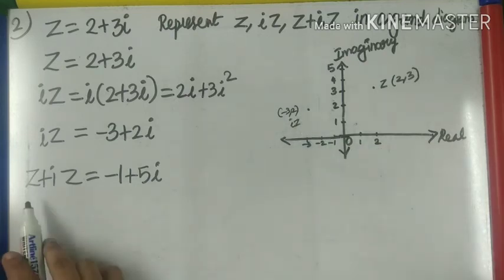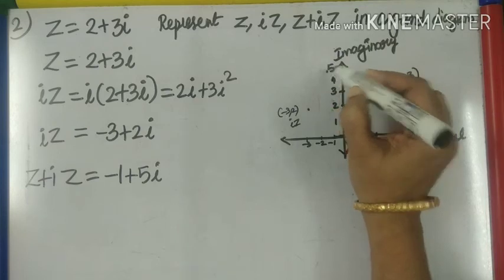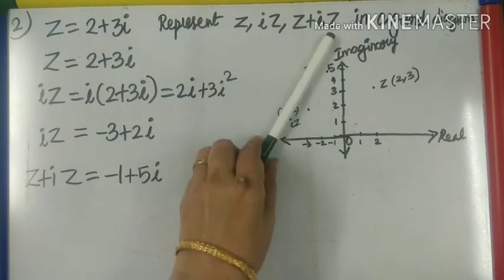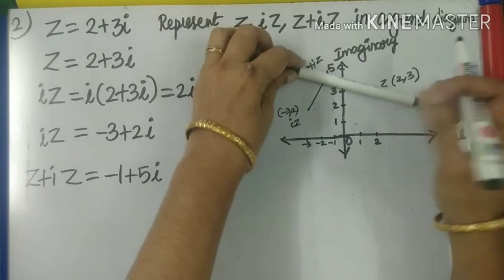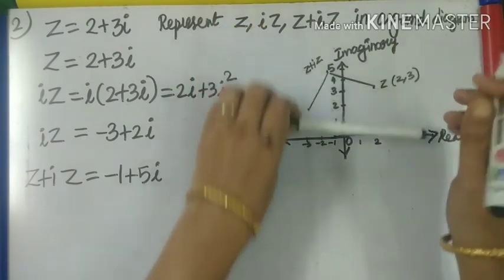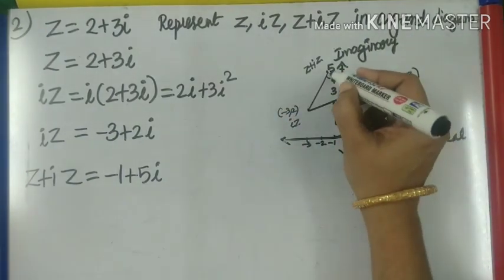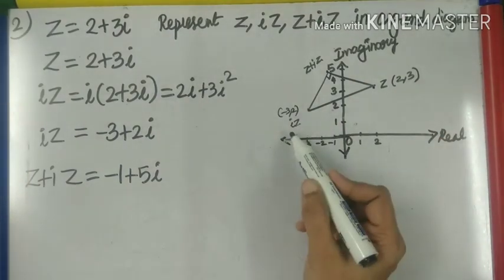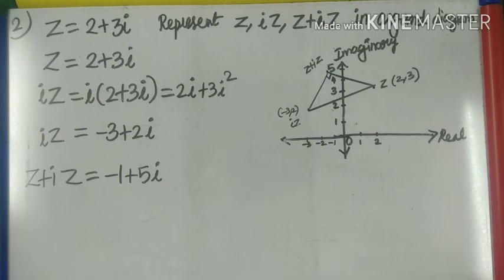The next I want is z plus iz. The value is -1, 5. So it is somewhere here. So this is z plus iz. Now you can see if I join it with a scale, it becomes a right angle triangle. You can very well check using Pythagoras theorem. So in all the problems, z, iz and z plus iz will definitely form a right angle triangle.